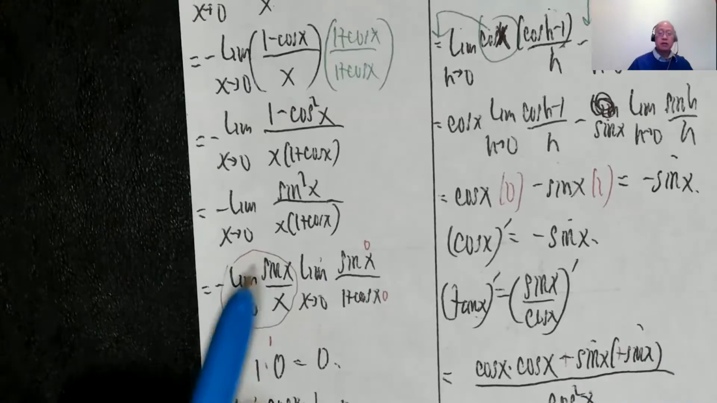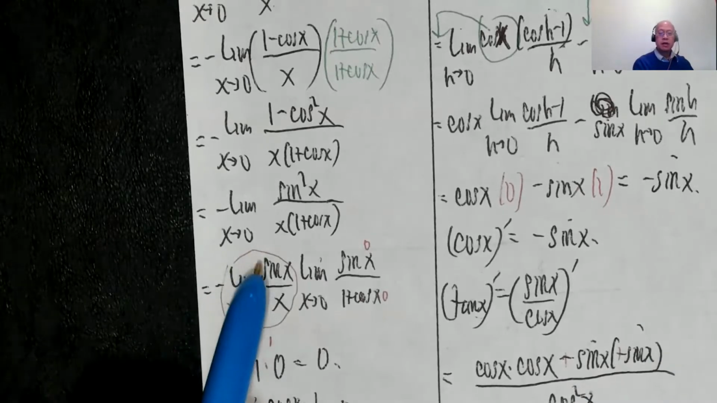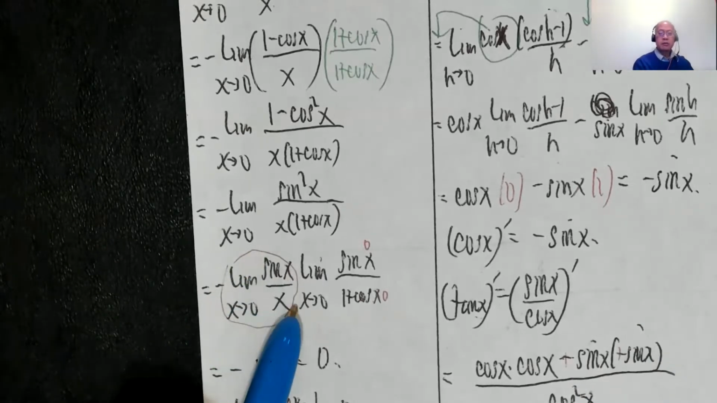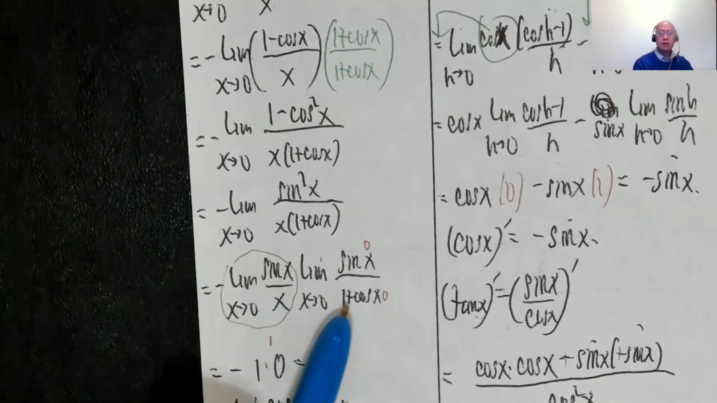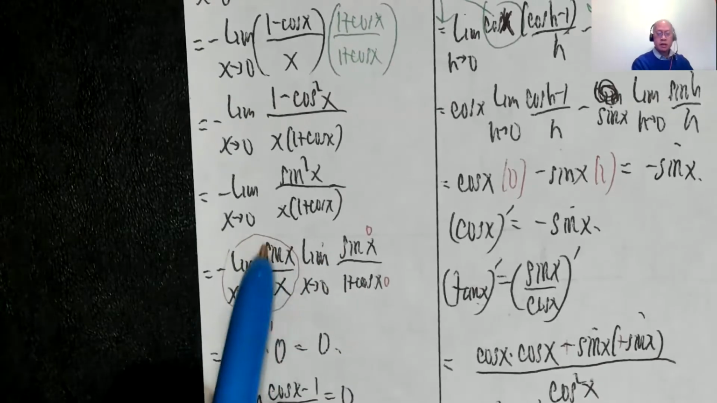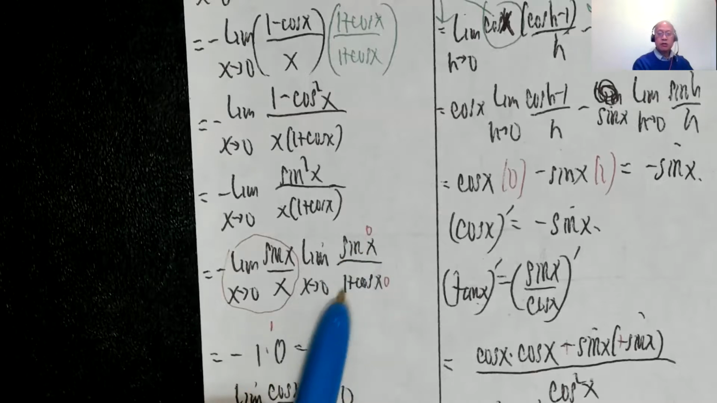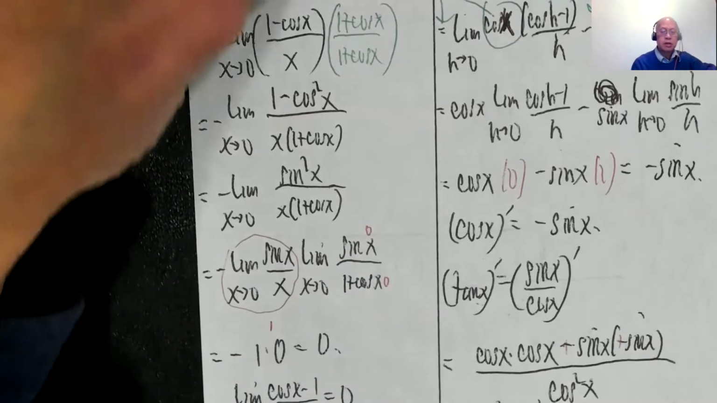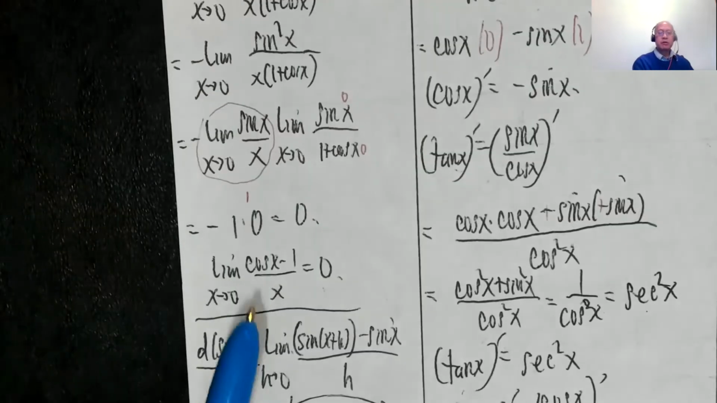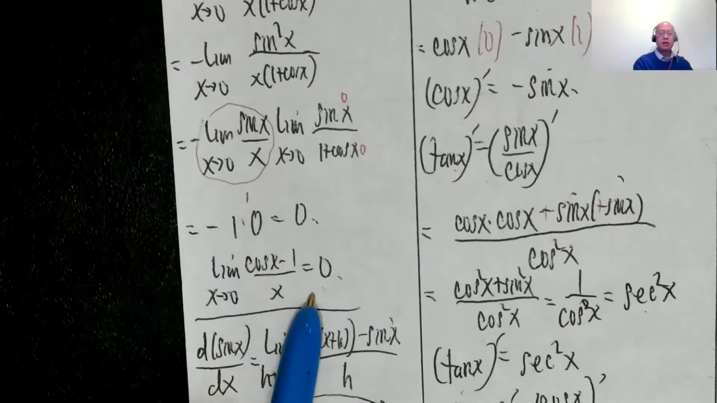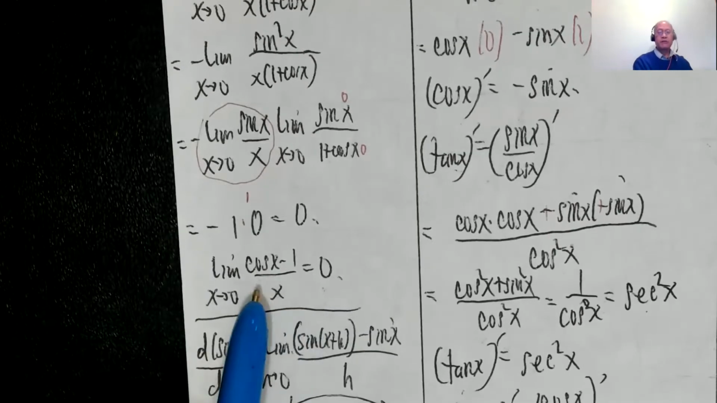Break it up into 2. The limit of a product is the product of the limits. So negative limit as x approaches 0 of sine x over x, times the limit as x approaches 0 of sine x over 1 plus cosine x. We already know that this limit is 1. And if we plug in 0, that's 0 over 1 plus 1, which is 2. So negative 1 times 0 is 0. Therefore, the limit as x approaches 0 of cosine x minus 1 over x is equal to 0. We need that for some of the proofs.